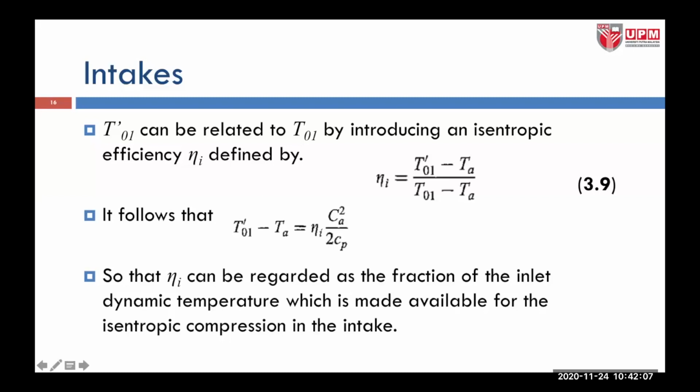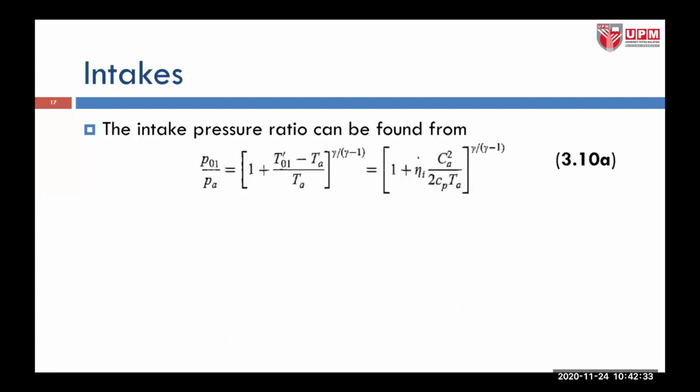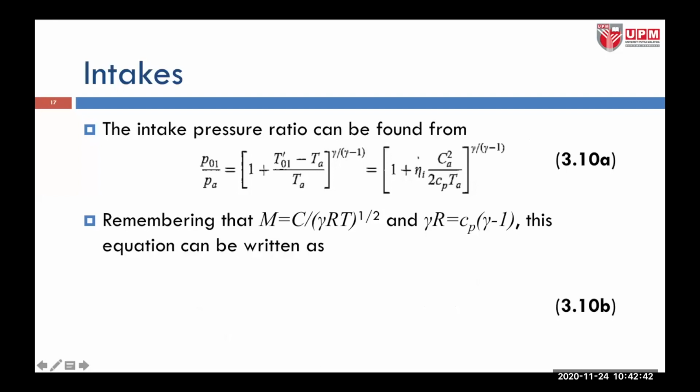This expression, where the difference between T prime 01 minus the ambient temperature is equal to this expression, so that zeta I, the isentropic efficiency, can be regarded as the fraction of the inlet dynamic temperature which is made available for the isentropic compression in the intake, right? Looking at expression 3.10A, the intake pressure ratio can be found from here, remembering that the Mach number is equal to the speed of the aircraft divided by the square root of gamma RT, that is (gamma RT) to the power of half. With gamma R equal to this expression, the equation can be written as 3.10B as such. This ratio is normally given in any examination question; we will provide this particular ratio.